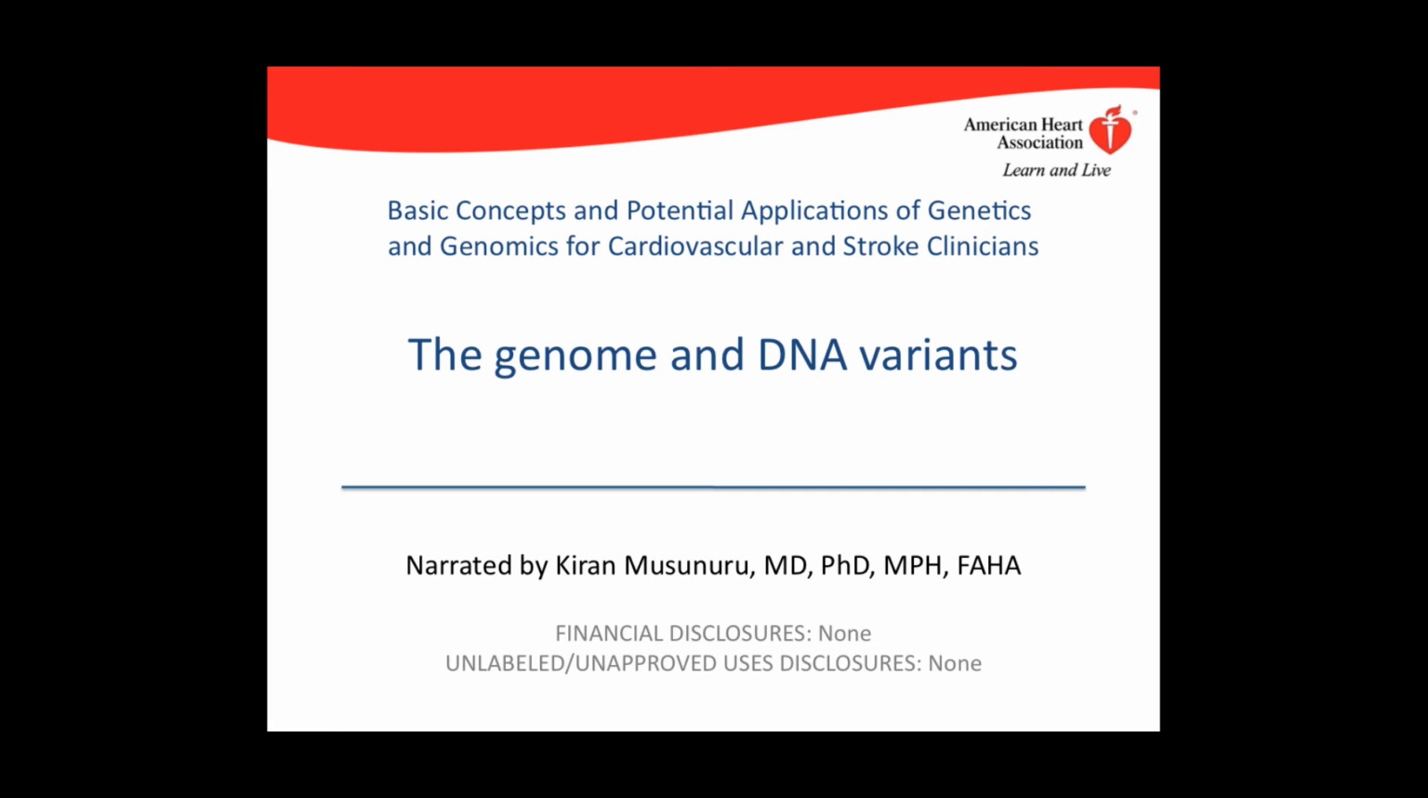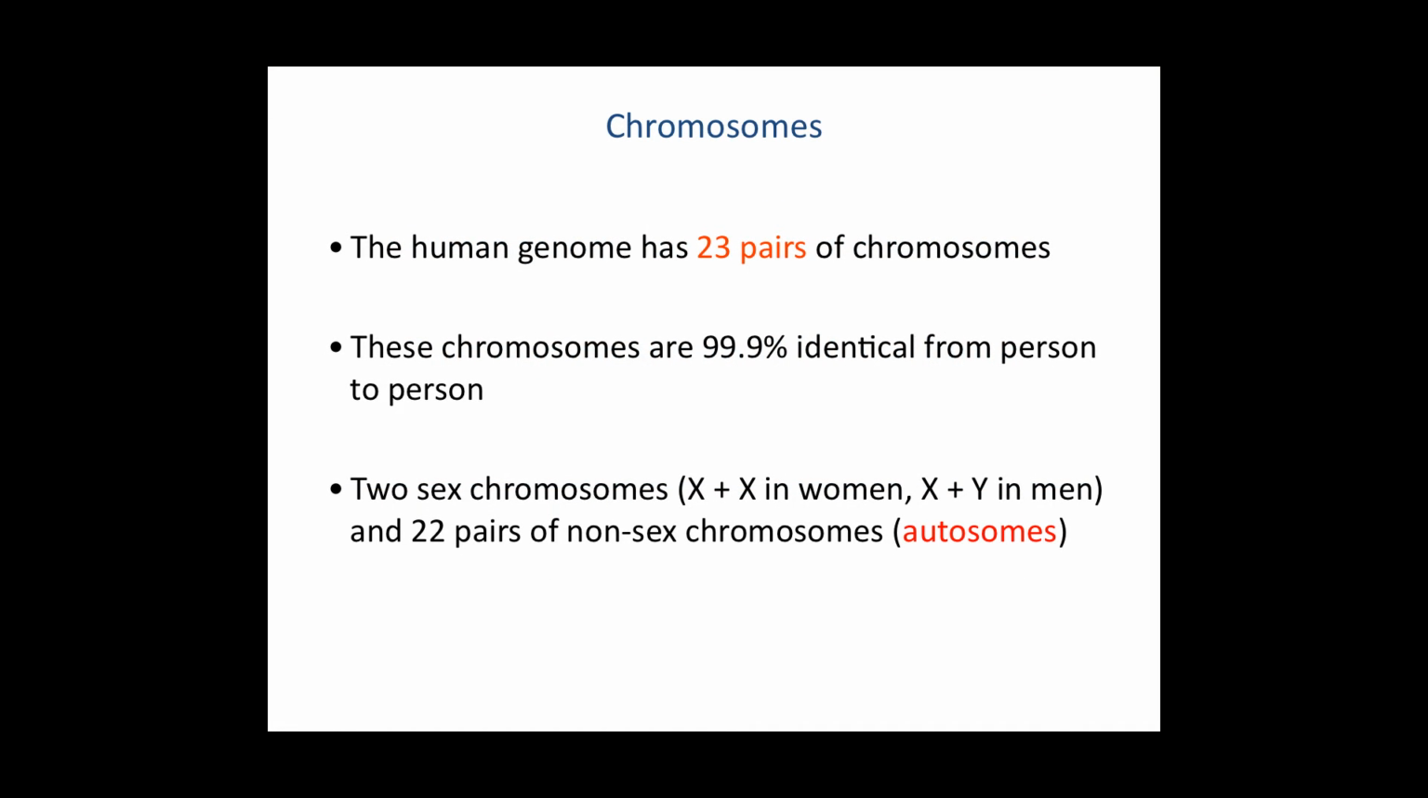In this module, we'll talk about the structure of the human genome, as well as different types of DNA variants and mutations. The human genome comprises 23 pairs of chromosomes. All of these chromosomes are extremely similar from person to person, 99.9% identical. The relatively small number of differences is what makes each person unique.